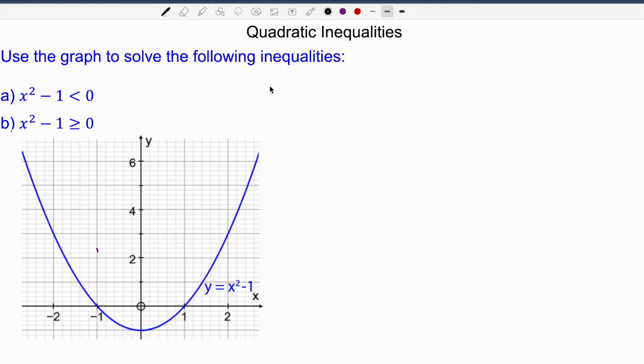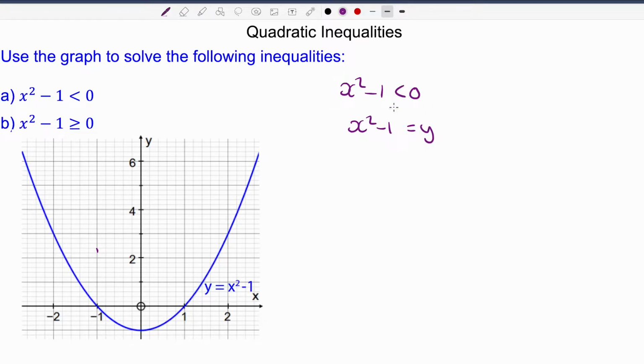Okay, so in this lesson, we're going to solve quadratic inequalities. And we're going to use this graph, which is y equals x squared minus 1, to solve these inequalities: x squared minus 1 is less than 0, and x squared minus 1 is greater than or equal to 0. It's all about how we use this graph, okay? So we'll begin with x squared minus 1 is less than 0. And the graph we're going to use is x squared minus 1 equals y.